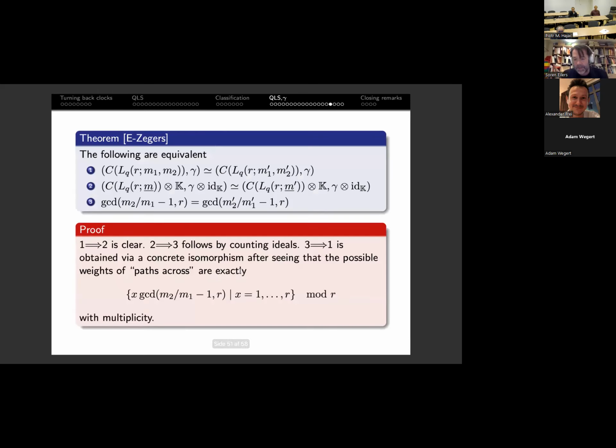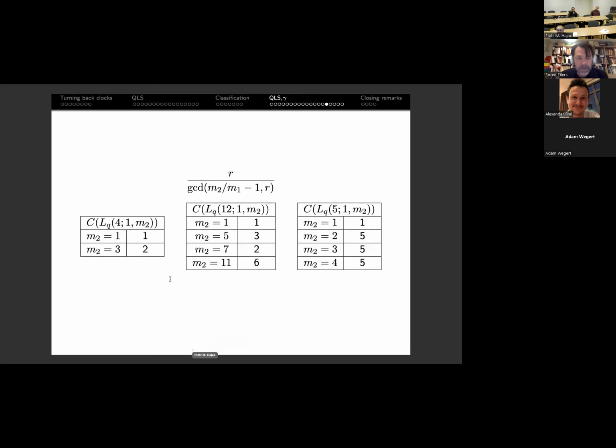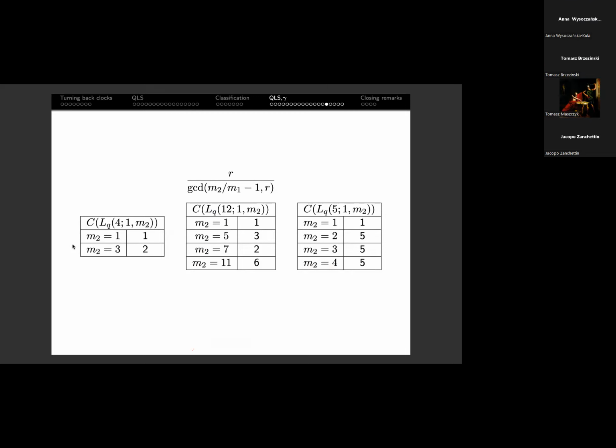Sorry, there's a question in chat. What about different R's? Different R's? Yeah. What about between different R's? Yeah, so I was wondering, like, if you take R equals 4 and M2 equals 1, and for example, R equals 12 and M2 equals 1. So the C-star algebra, without gauge actions, the C-star algebras are different if you have different R's. Ah, okay. So I may as well assume that the R is the same.